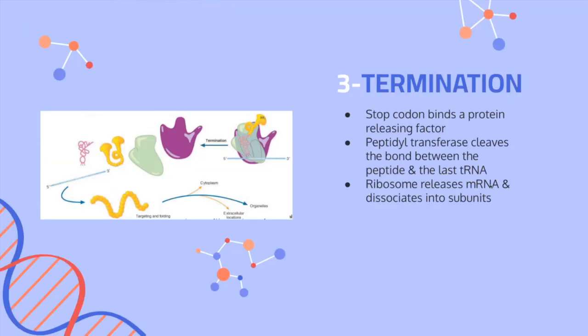All right, next we have termination. The stop codon, instead of binding to tRNA, will bind a protein releasing factor, and this factor will trigger an enzyme called peptidyltransferase to cleave the bond between the growing peptide and the last tRNA. And then finally, the ribosome releases the mRNA and dissociates into its subunits, and we end up with a new peptide.